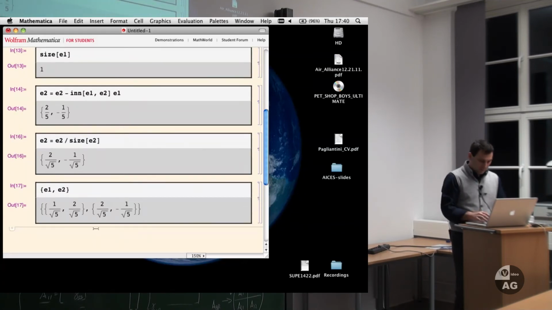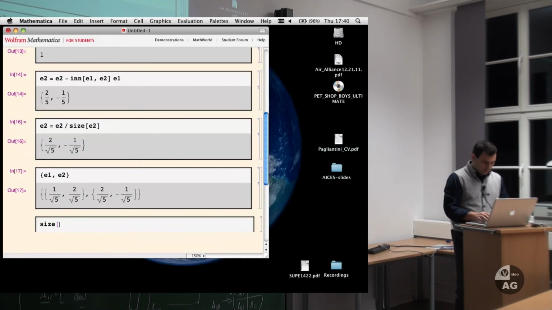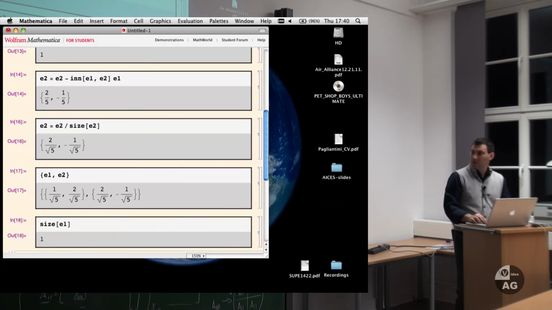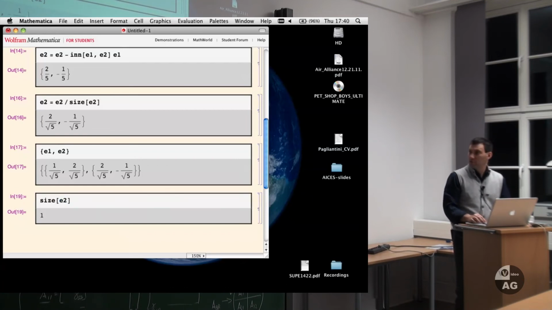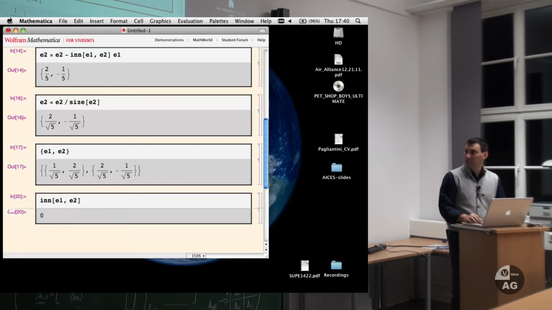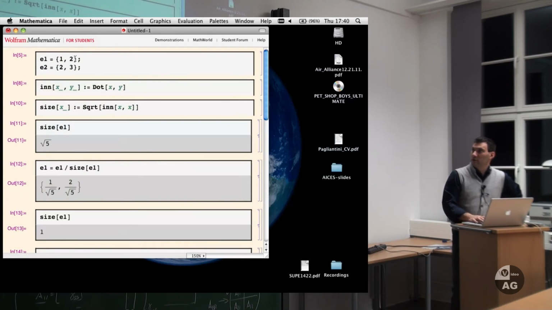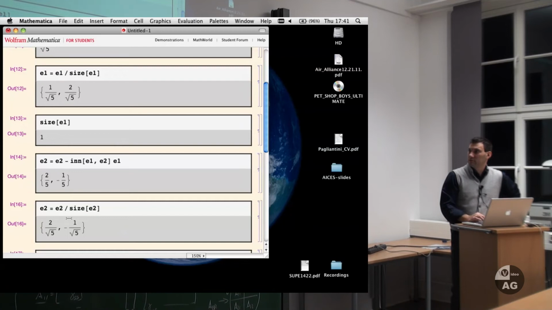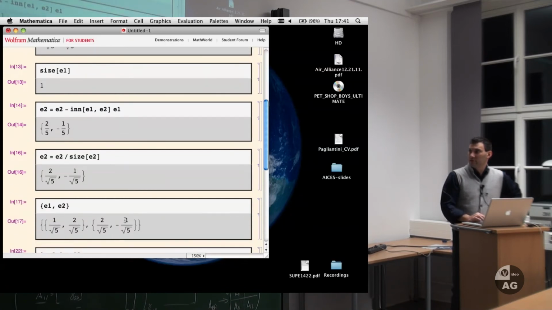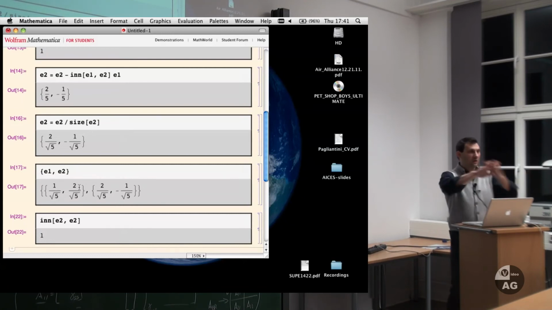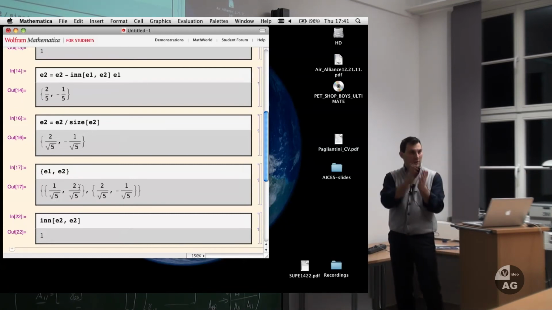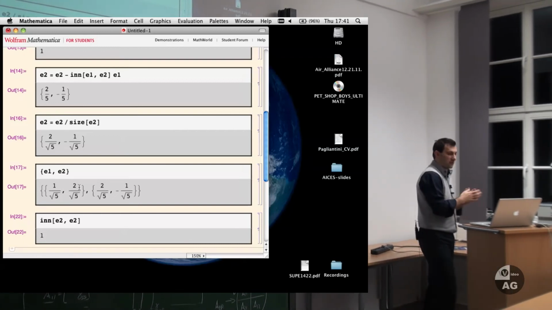What does it mean? So let's see. Size of E1, it's 1. Good. Size of E2, it's also 1. Okay. In E1, E2, 0. Very nice. E1, E1 is 1. E2, E2 is 1. So, process complete. I started from 2 elements and I arrived to 2 different elements. And now these guys have the property that the inner product across is 0 and the inner product on themselves is 1. This is the Gram-Schmidt process.